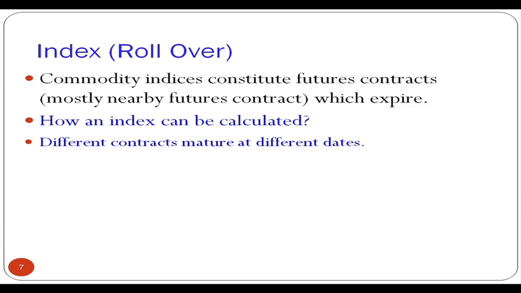Now, how can an index be calculated? Not only does one contract mature, different contracts mature at different dates. Let's say an index considers four commodity futures contracts: gold, silver, almond and jeera. Gold may be maturing on the 20th of the month, silver may be maturing on the 10th of the month, and jeera may be maturing on the last calendar day of the month. So considering different maturity dates, how can this index be calculated? Now let's take a numerical example.